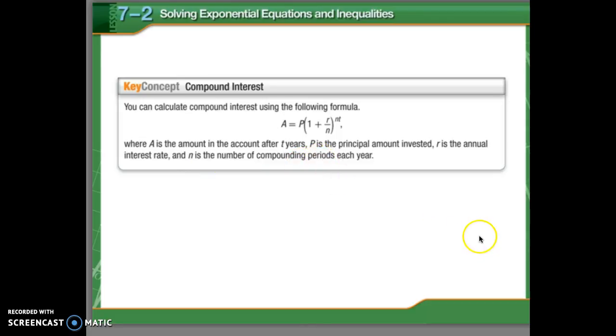T is time, n is, again, the number of compounding periods each year. So for example, if you see a problem where it says that we're compounding semi-annually, that means twice a year, so n would be 2. If we're compounding monthly, there's 12 months in a year, so n would be 12.